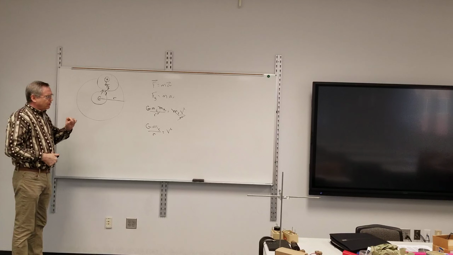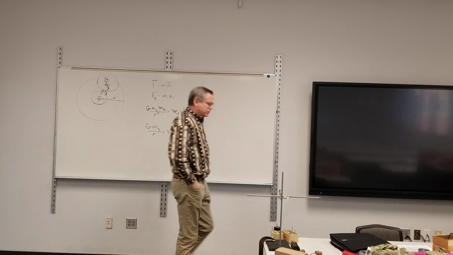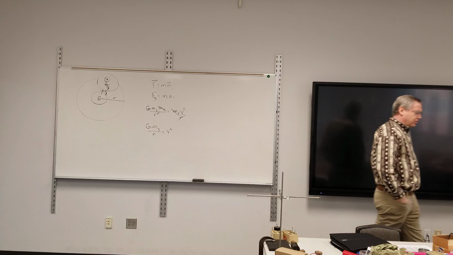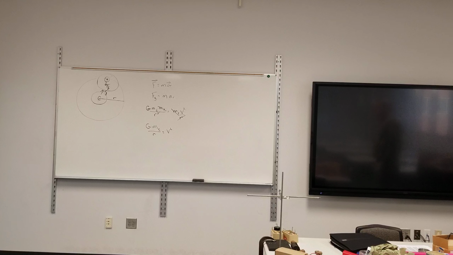Square root it to get v alone? Not yet. What I want to do is, if I know how long it takes for an object to go around, for some situations we do. We know how long it takes for the Earth to go around the sun. Roughly 365.24, I think, days.